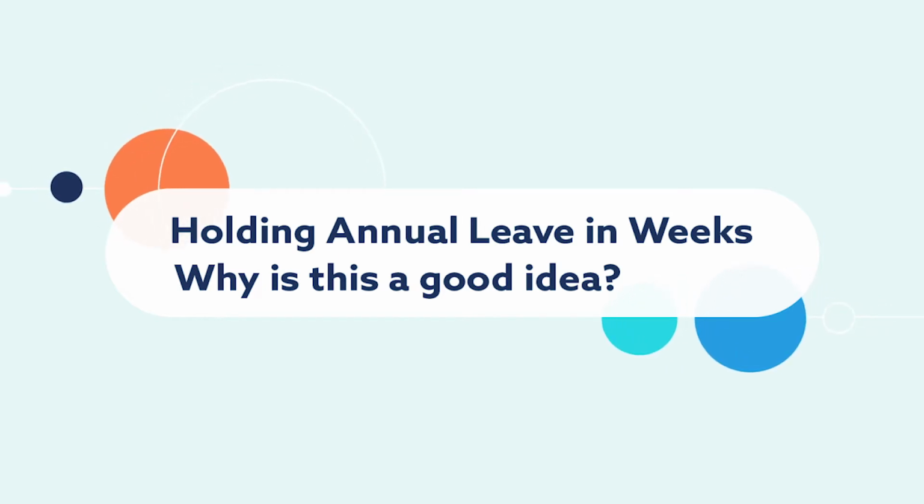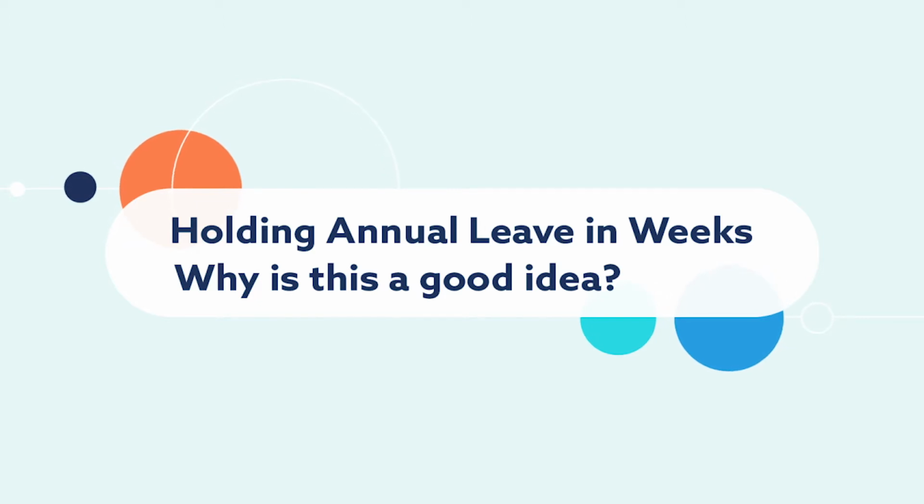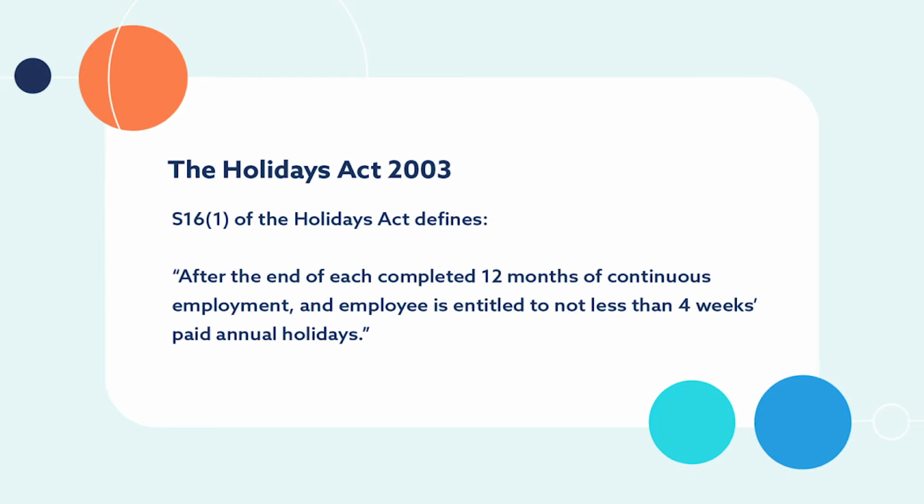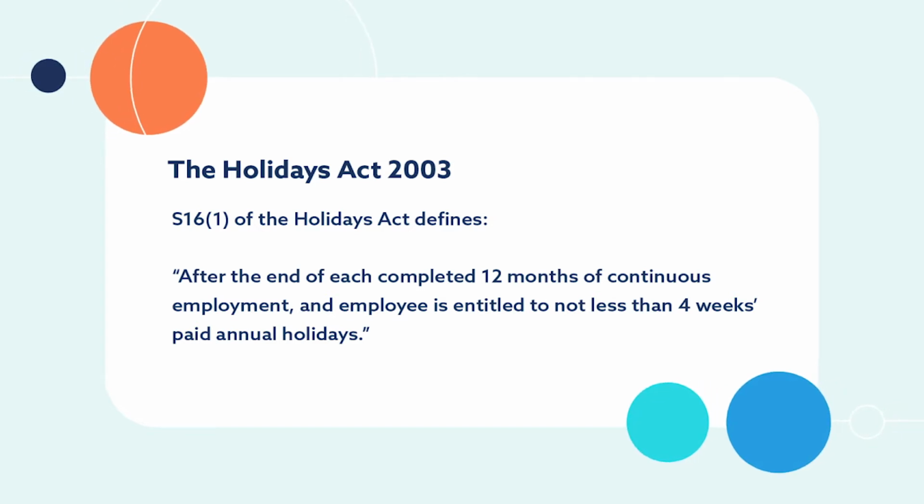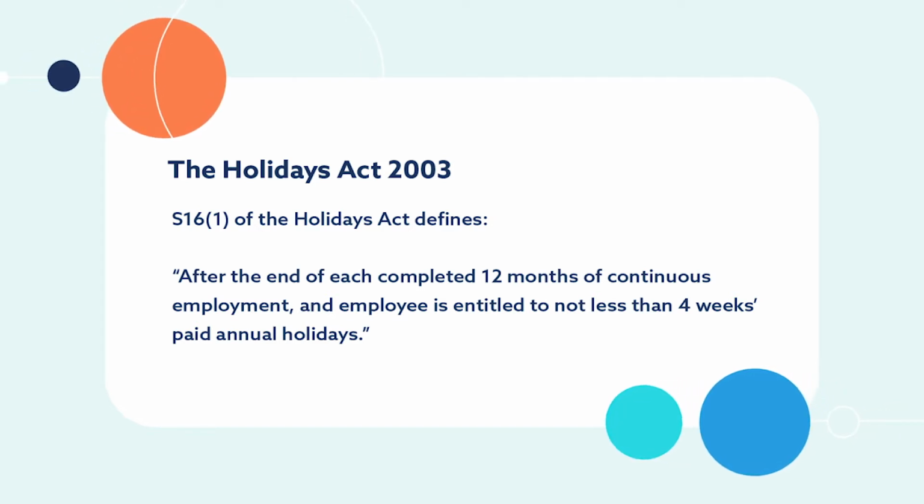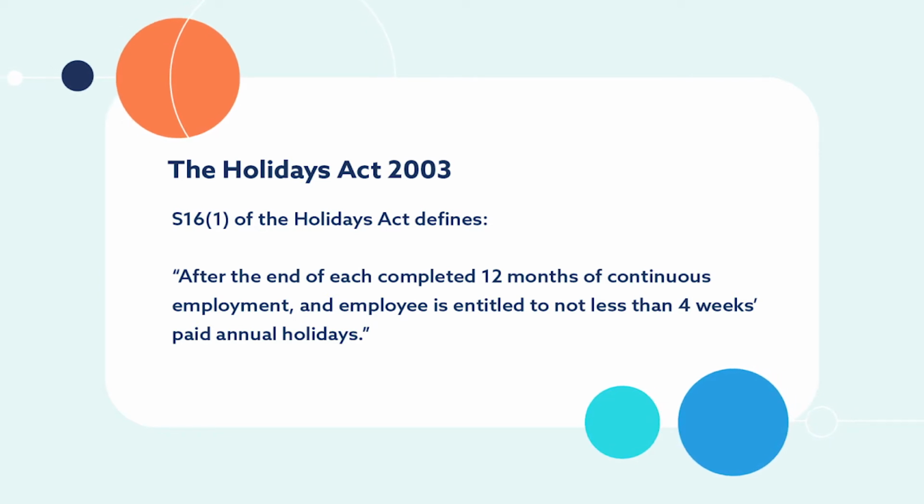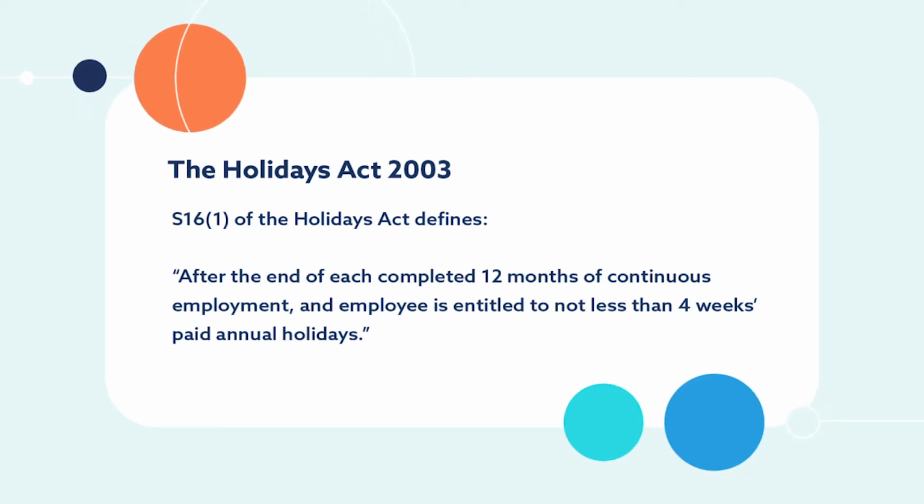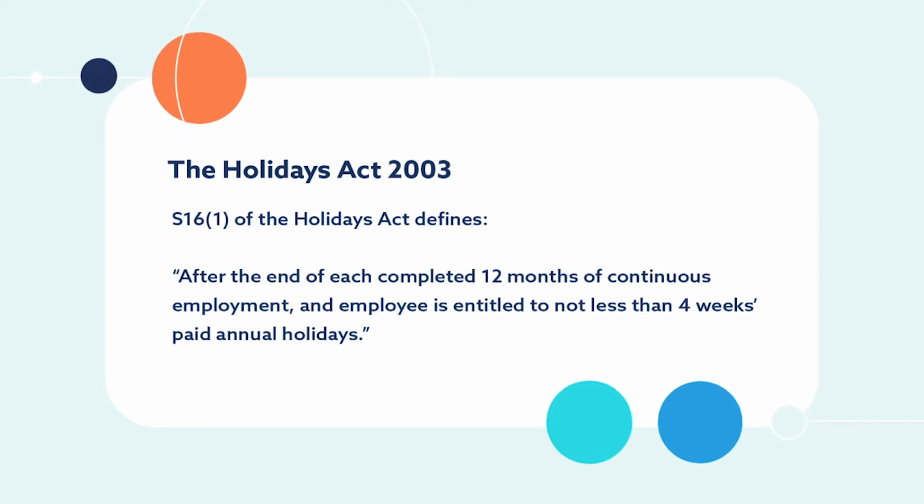And that's this idea of holding annual leave balances in weeks. So why on earth would it be a useful idea to hold annual leave balances in weeks? Well, just a little bit of background here. Okay, so we have to look at the Act. And if we have a look at the Act, we have to go to Section 16 of the Holidays Act. And Section 16 says that at the end of 12 months of continuous employment, an employee is entitled to no less than 4 weeks of paid annual holidays. Okay, no less than 4 weeks of paid annual holidays.